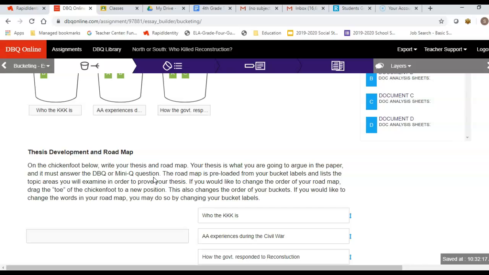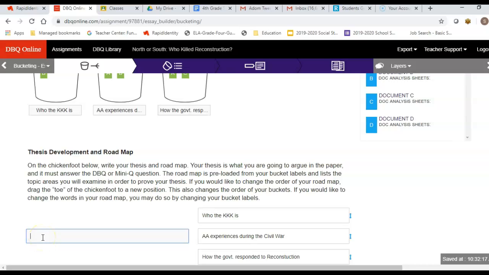So on the chicken foot below, you're going to write your thesis and your roadmap. Your thesis is what you're going to argue in the paper. And it must answer the DBQ question, which is who killed Reconstruction. The roadmap is preloaded from the bucket labels and lists the topic areas you would examine in order to prove your thesis. If you would like to change the order of your roadmap, drag the toe of the chicken foot to a new position. This also changes the order of your buckets. If you would like to change the words in your roadmap, you may do so by changing your bucket labels.